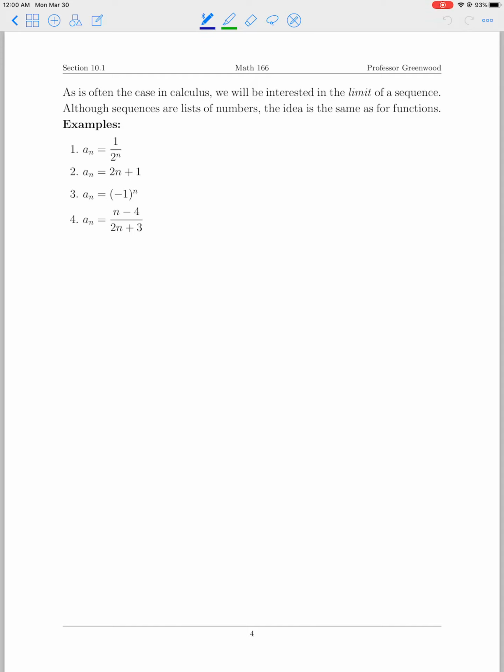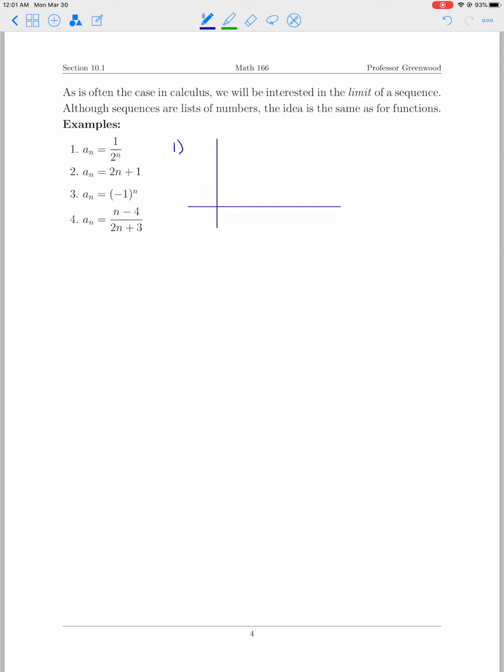Now that we've hopefully gotten a relatively reasonable handle on converting between lists of numbers and formulas for them, I want to go back to that calculus idea of figuring out the limits of sequences. A lot of the time it'll be convenient to draw a picture and think about what's happening for each of these sequences. In this example, let's go through the first three sequences that we talked about originally.